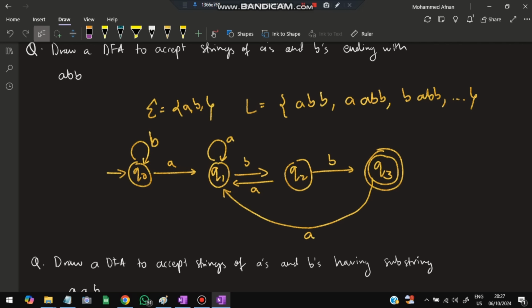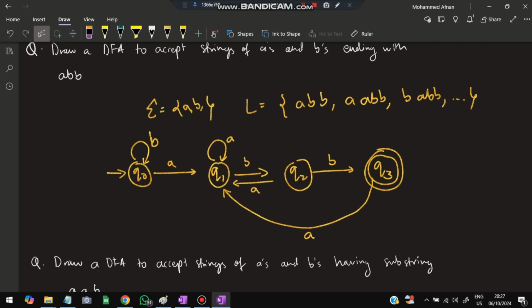If B comes after B, another B comes, at that point, I have to take it back to the starting point. Okay. Why I have to take it to the starting point? Because if B comes, I cannot take it to here. If I take it to here, what happens? B will be accepted. I can't take it to here.